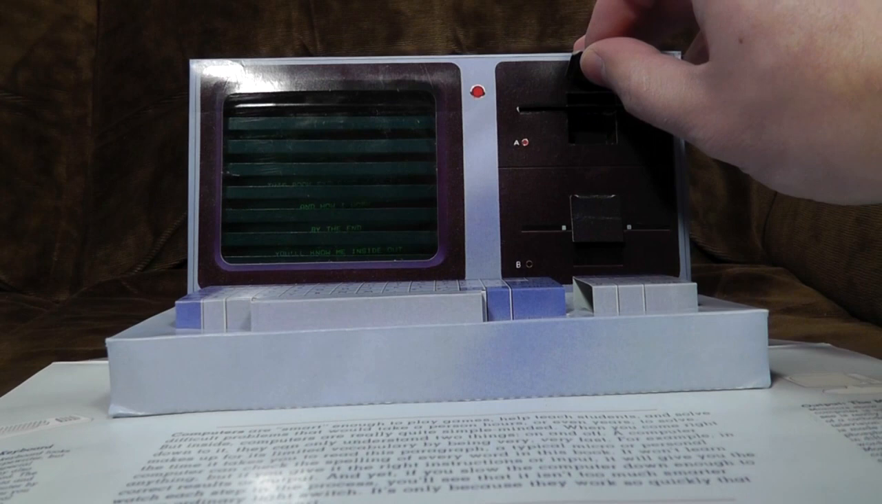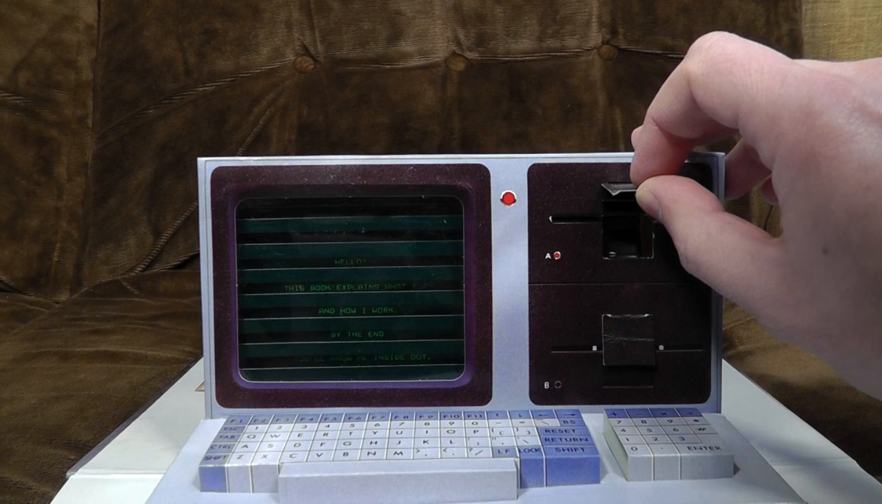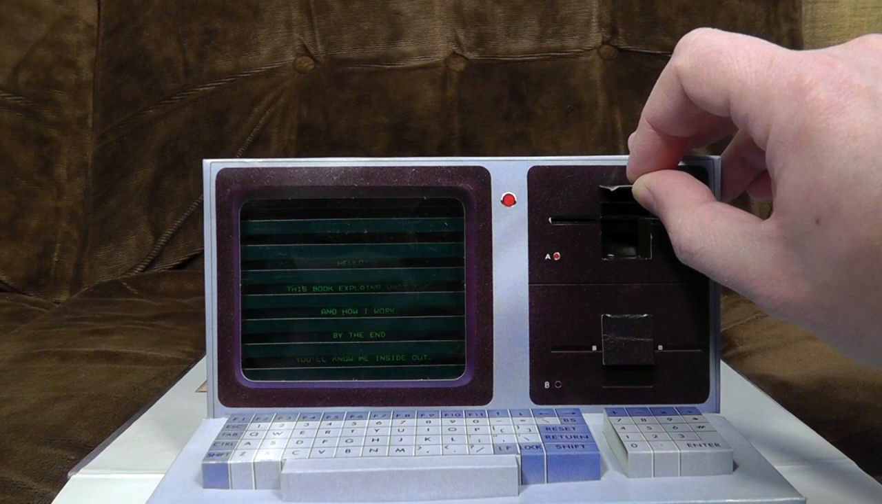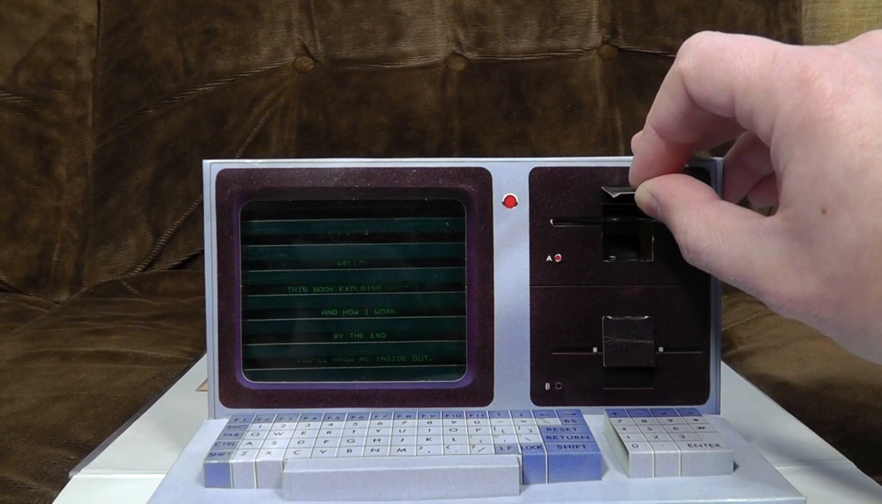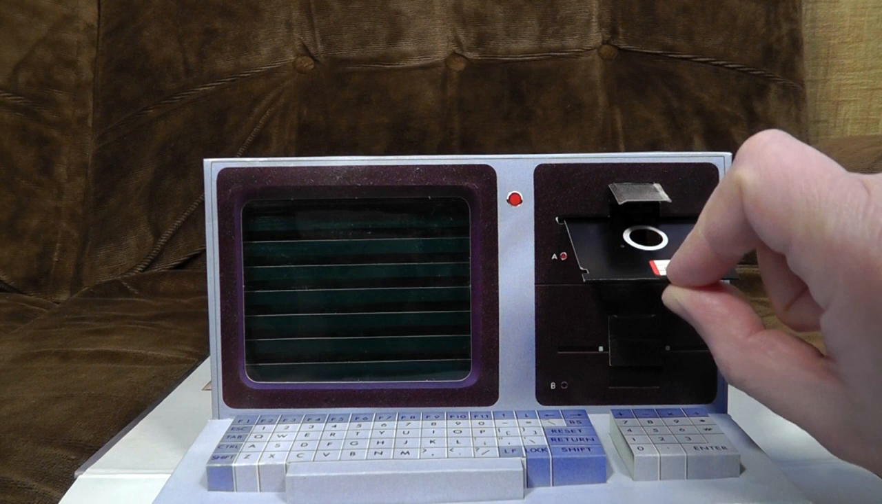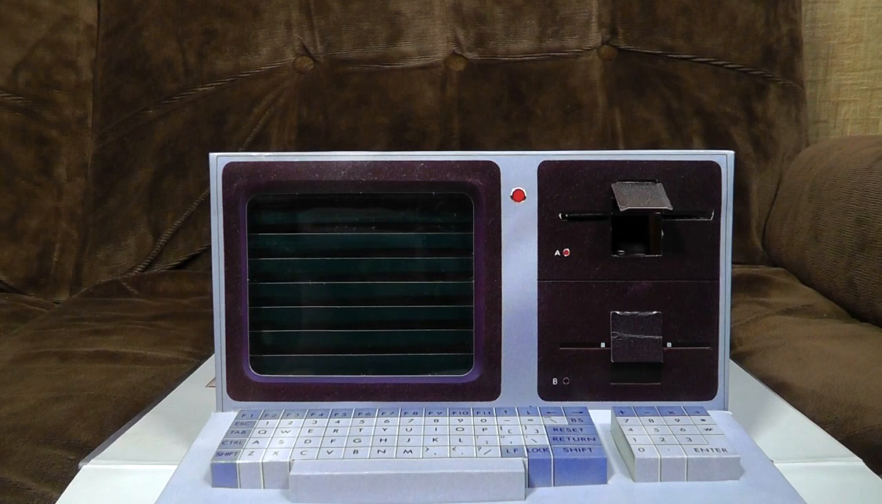And then that changes to, hello! I can't read this at all through the viewfinder. Isn't that fun, children? Hello. This book explains what I am and how I work. By the end, you'll know me inside out. Plus, you can remove the little old 5-inch floppy disk. Those were the days when disks were flat and hats were potatoes. No, I've probably remembered that wrongly. Anyway, that's a basic computer, apparently.